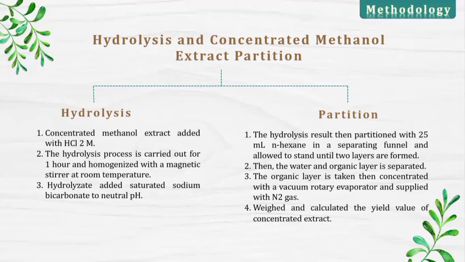The hydrolysis results are partitioned with 25 ml n-hexane in a separating funnel, and allowed to stand until 2 layers are formed. Then, the water and organic layers are separated. The organic layer is taken to be concentrated with a vacuum rotary evaporator and dried with N2 gas, after which the yield value of the concentrated extract can be calculated.